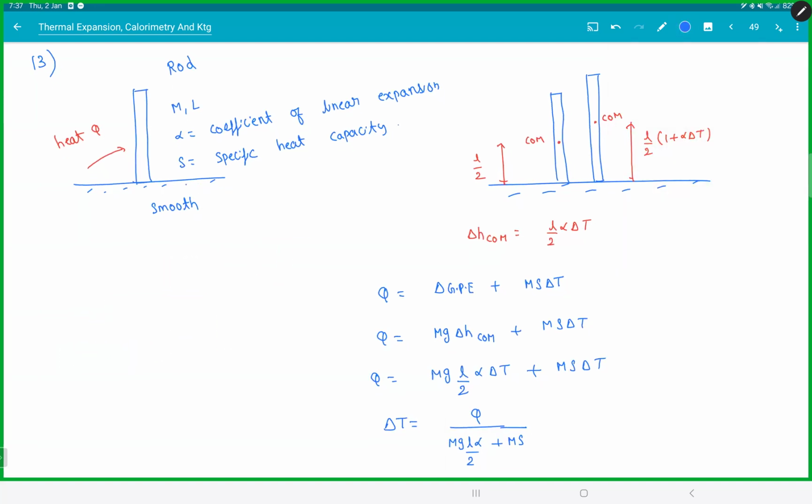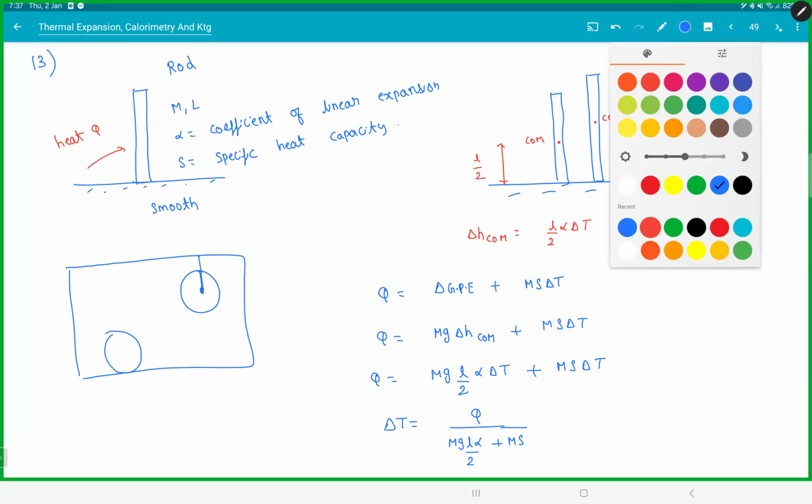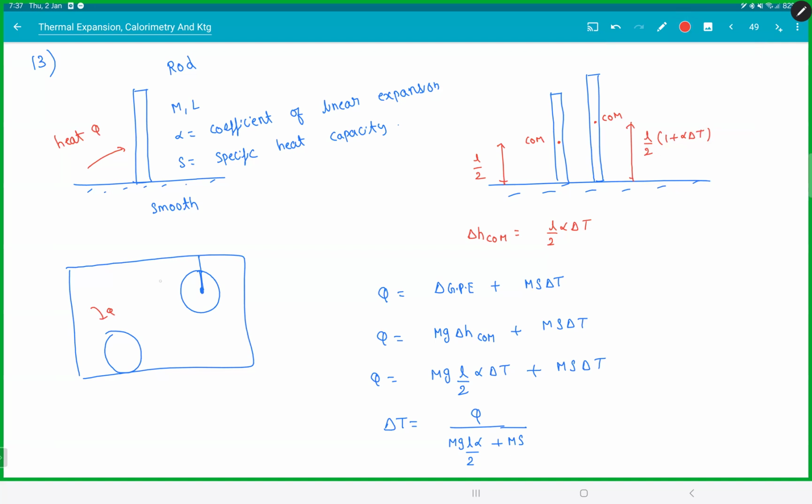I changed it and made it into something like this. The question in the JEE was this: there was a solid sphere here, and one solid sphere hanging from the ceiling, hinged at the center. Same question. When I give heat Q to them, which one will have the higher temperature?